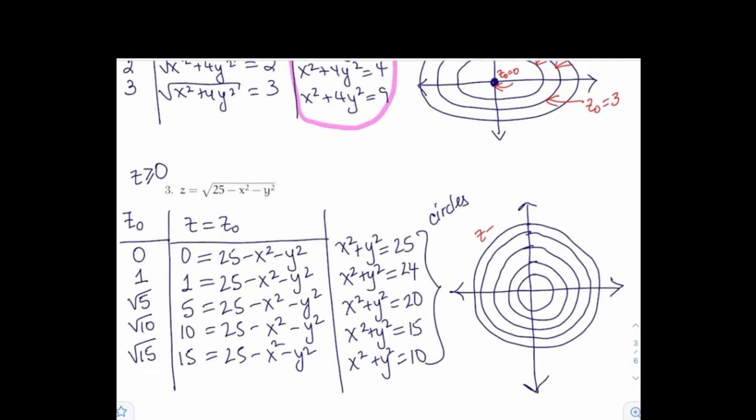So this is z is equal to 0. This is z is equal to z null, right? Z null is equal to 1, and so forth. Let me go ahead and mark them all. Okay. This is root 5. This one is z null is root 10, and the last one is root 15.